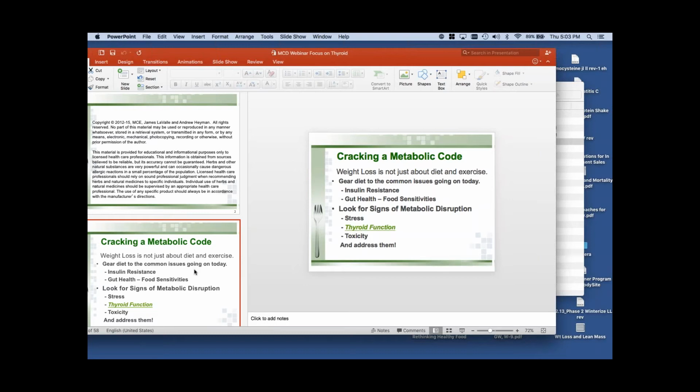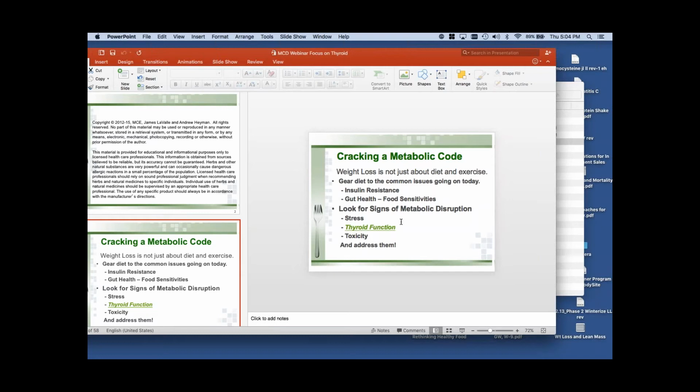But as any practitioner knows, one of the common things that we encounter today with our clients are problems with thyroid symptoms. And so the metabolic code diet and programs focus on addressing the common issues going on today that are influencing people's health and disease risk, like insulin resistance, gut-related conditions and problems, and how different components and lifestyle factors affect our health, especially things like stress, things like toxicity from the environment.